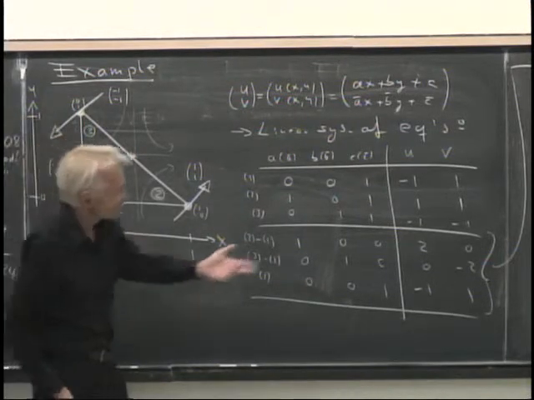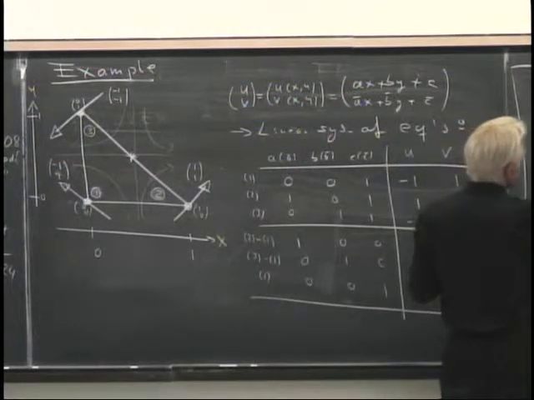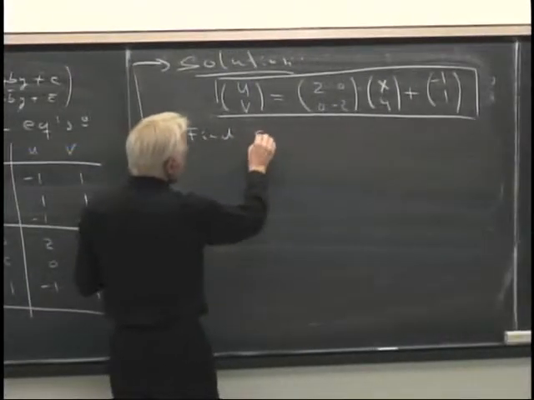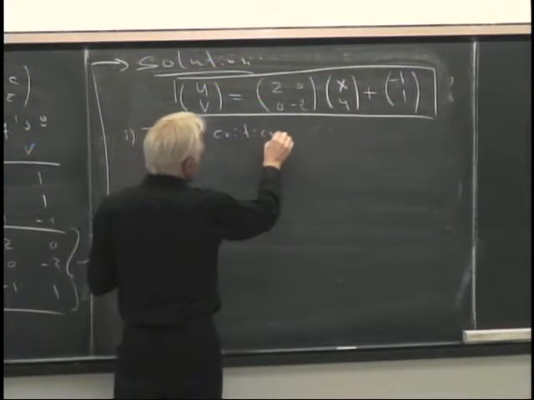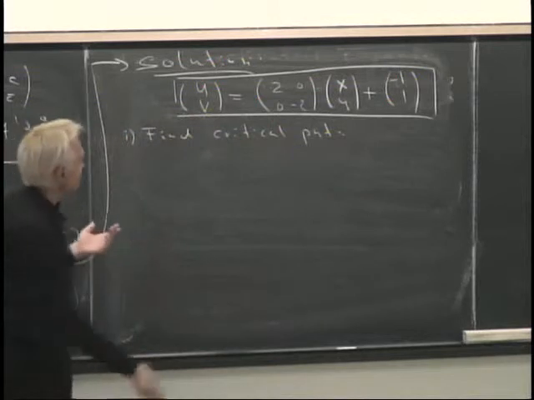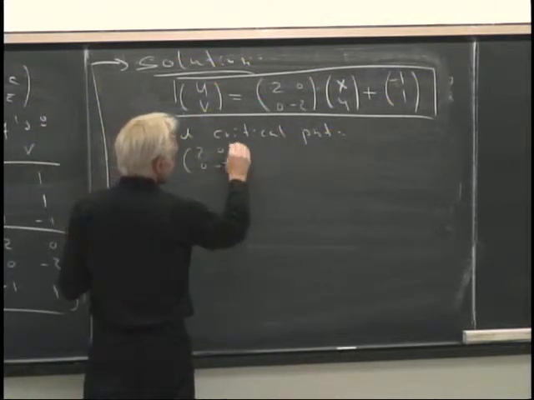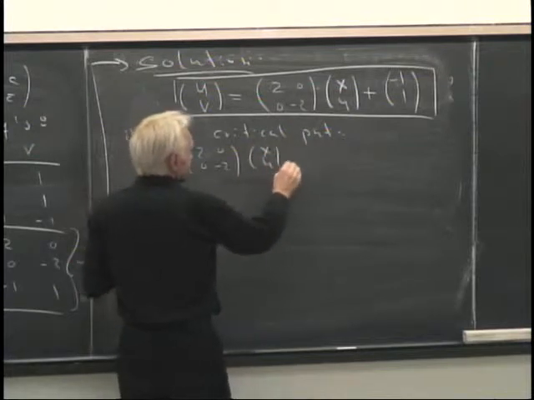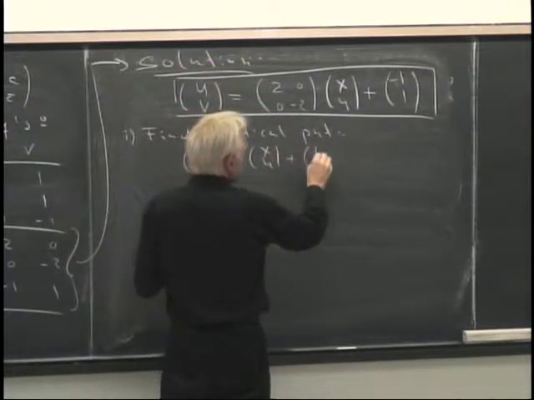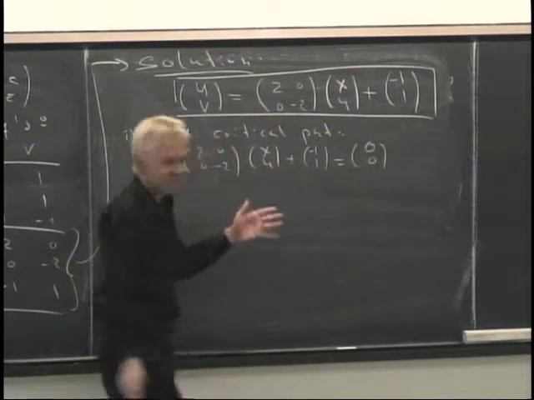Where is it 0? We have to set this guy to 0. That is always step number 1. Find critical point. That means we have to set this to 0. So you say 2, 0, 0, minus 2 times x, y plus minus 1, 1 equals 0, 0. You don't have to copy all of this. Now you solve this for x, y.